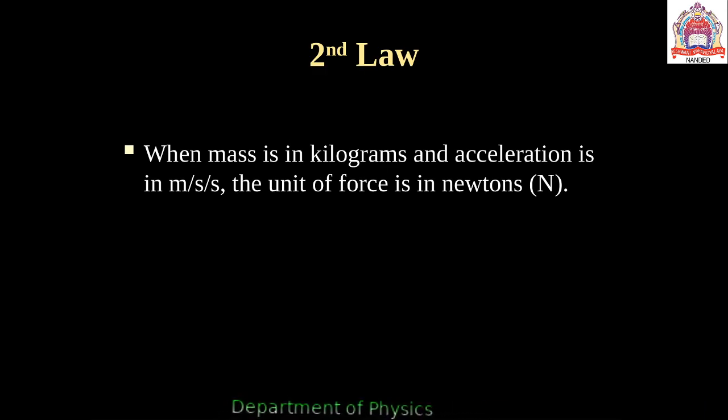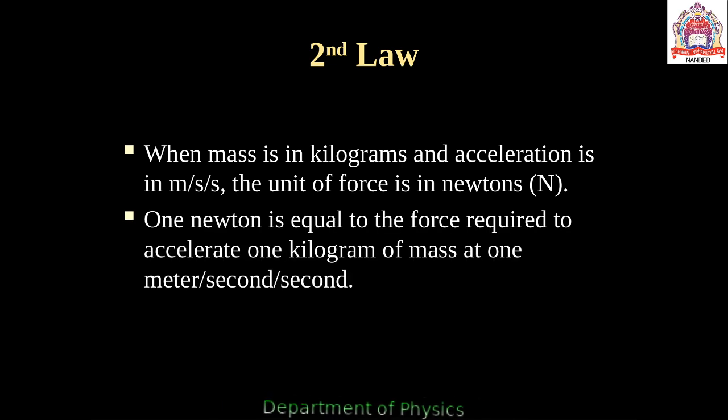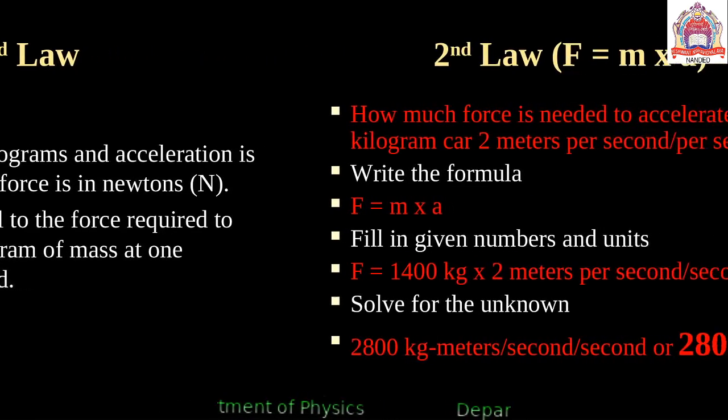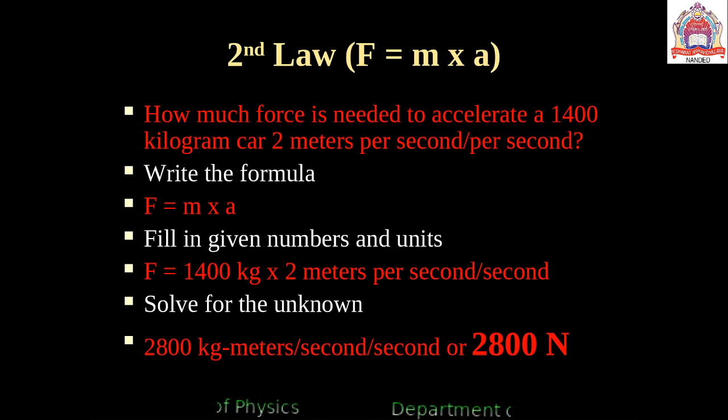When the mass is in kilograms and acceleration is in meters per second squared, then the unit of force is the Newton. 1 Newton is equal to the force required to accelerate 1 kilogram of mass at 1 meter per second per second. Here F = m a.